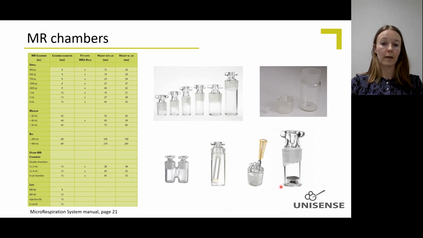And to the right here, you can see how you can protect your sample. If you are looking at a small animal or a small egg, you can put it on top of a metal net here to protect it from the stirring from the magnet.